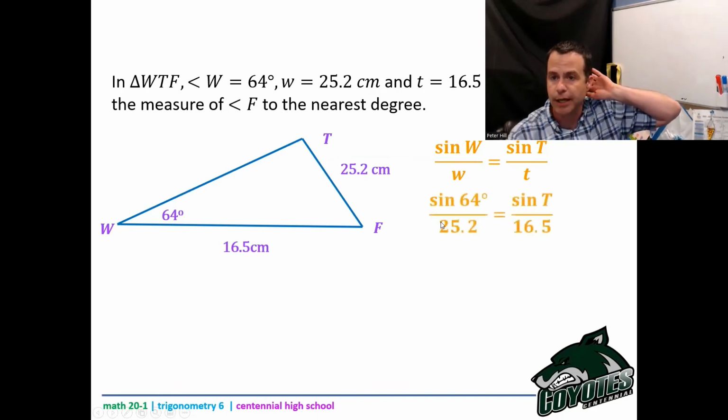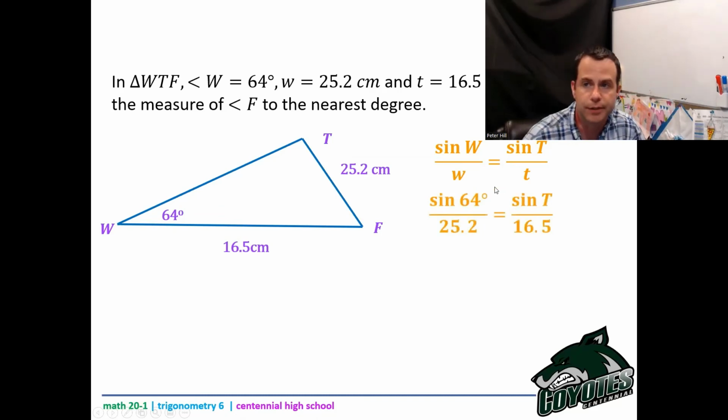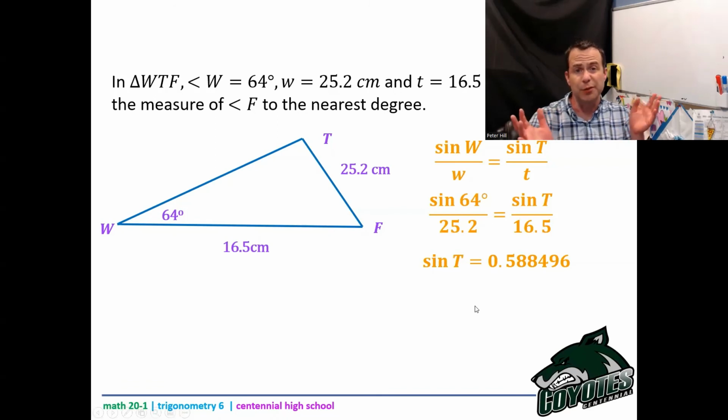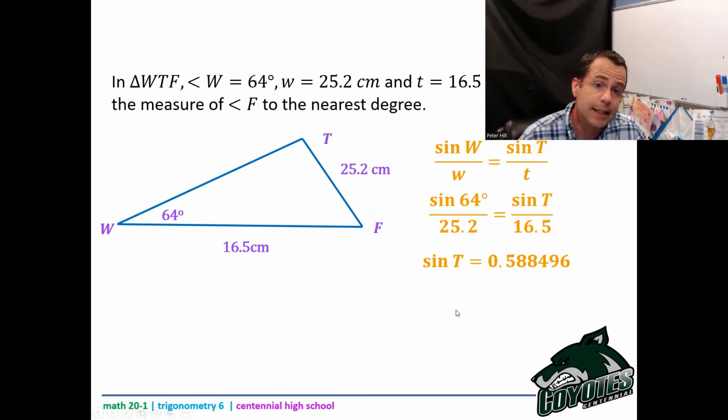Okay, so I'm plugging in what I know. I know that angle W is 64 degrees. Side W is 25.2. And then I know that side T is 16.5. So now I'll cross multiply. I'm going to go sine 64 times 16.5 and divide by 25.2. And that gives me sine of T. Now, don't freak out that you get this weird decimal. That's okay, because that's actually a ratio. It's not the angle, right? Sine T equals 0.588496. So then to get T by itself, I'm going to have to arc sine or inverse sine.